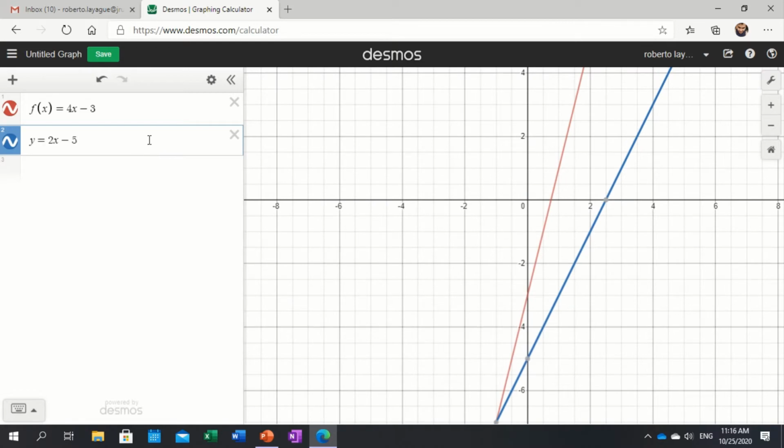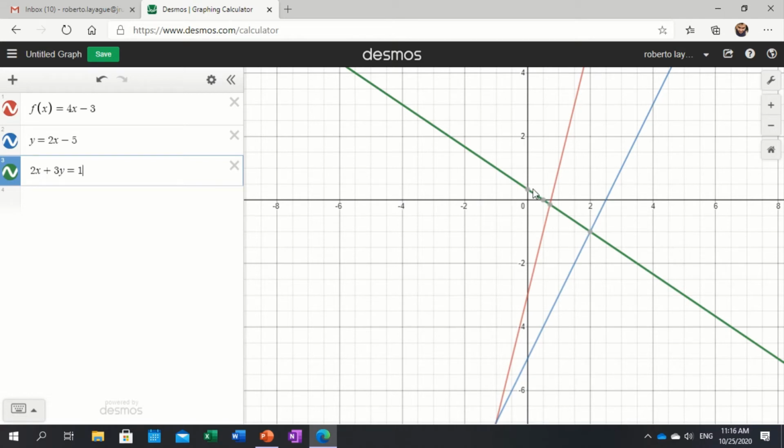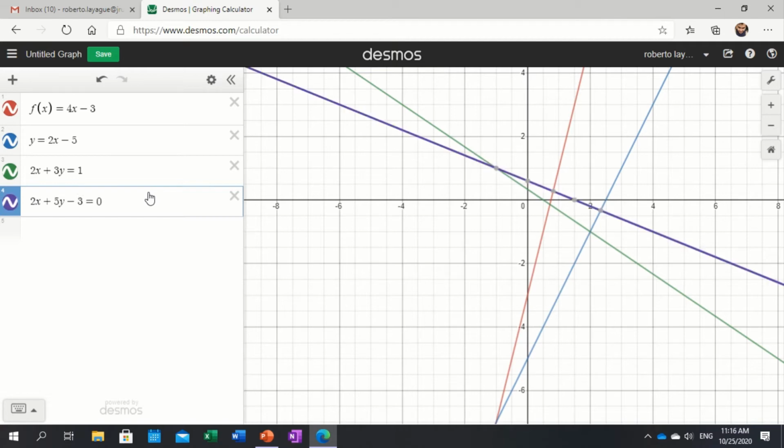Now, another way when you have a graph is in standard form. So you have 2x plus 3y is equal to 1. As you can see, this is now the intercept. It could be seen there. You can click the points, and the points of intersection as well, when you're graphing. Alright, so there's another way on how you graph the linear. We have, for example, the general form. So we have 2x plus 5y minus 3 is equal to 0. As you can see, that's the violet line. So that's how you graph linear functions.